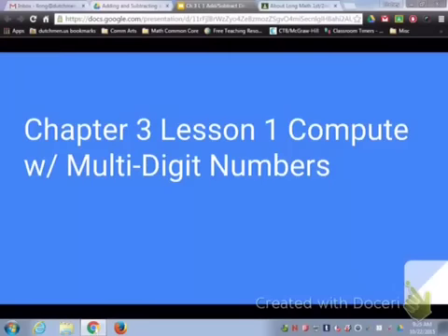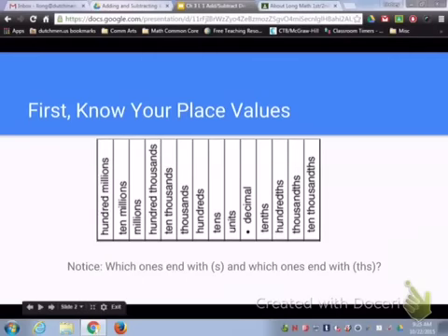Today we're going to move on and start talking about computing with multi-digit numbers. So first thing we need to know is our place values. As you can see here, we have our place value chart.